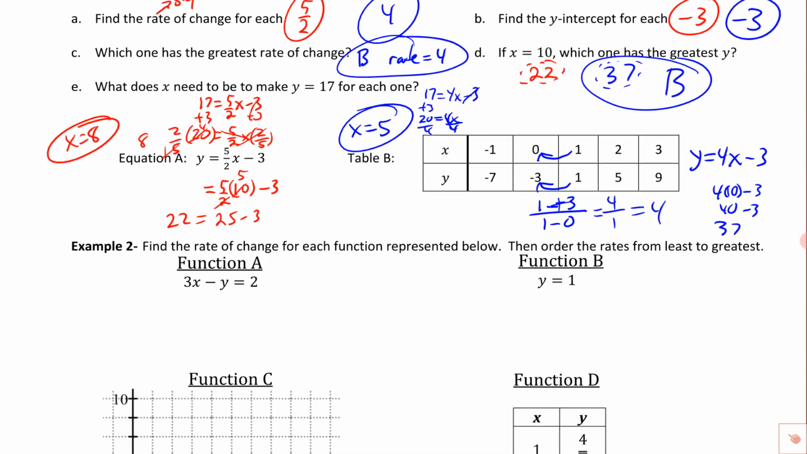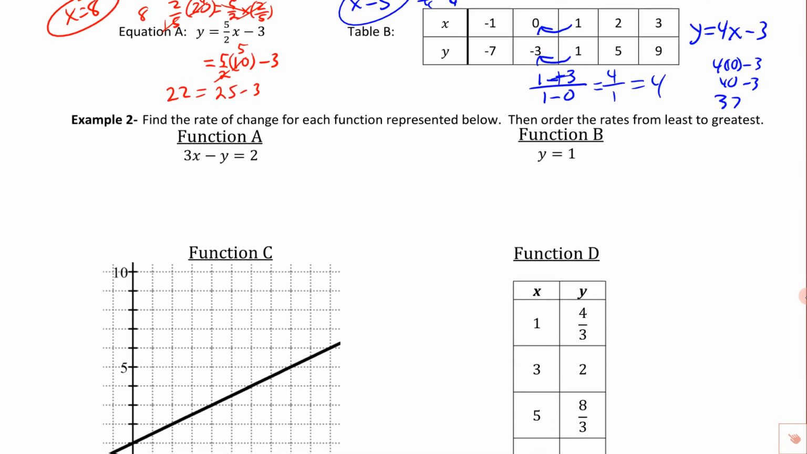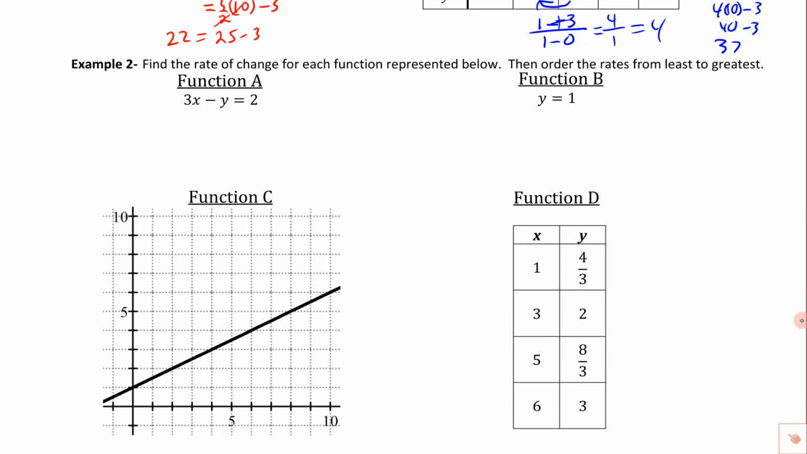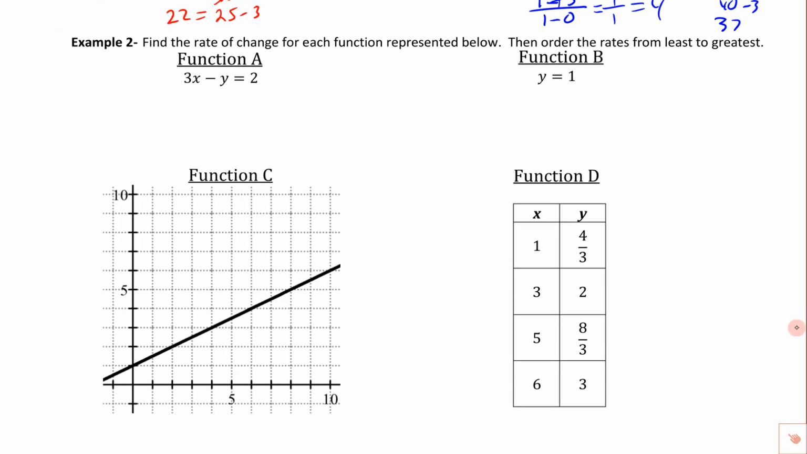Okay, let's take a look at example 2. It says, find the rate of change for each function represented below, and then order the rates from least to greatest. So we put them in order. So let's see what we've got here. This is an equation, regular old linear equation. We can tell that just by looking, but it's not in the right format. So what I'm going to do is put this in slope-intercept form. Let's move this to the other side.